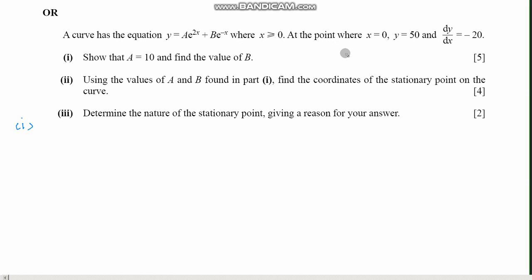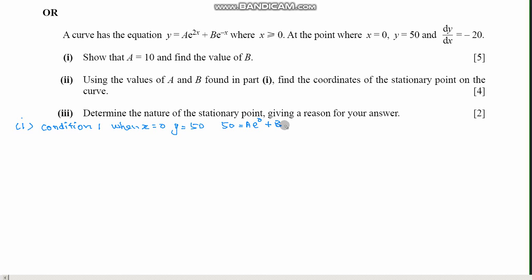Now, to have two equations, you must be given two conditions so that you can establish the two equations. The condition given, number 1, is when x equals 0, y becomes 50. So your original equation, y = 50, is a e to the power 2 times x, where x is 0, so e to the power 0, plus b.